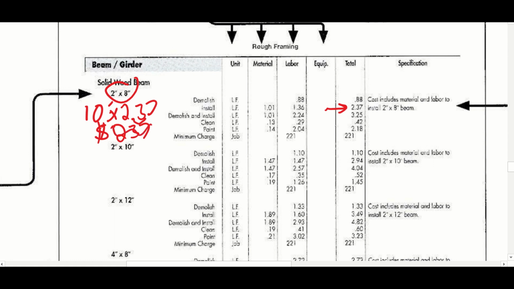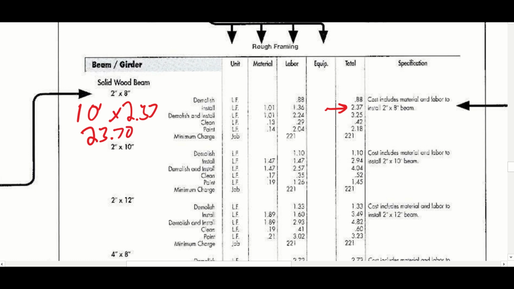Nope, sorry. You know what? I'm going to leave that error in there. I want you guys to see that I make mistakes too. I've got this magic erase button though, so I can do this. So we have 10 feet times 237. We would get $23.70 for that install charge.